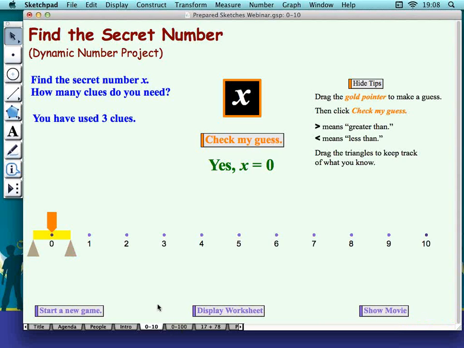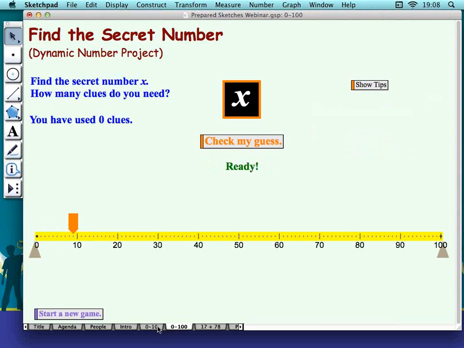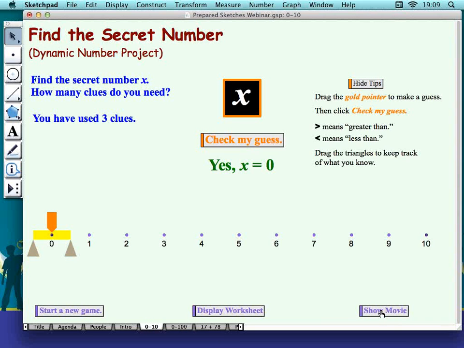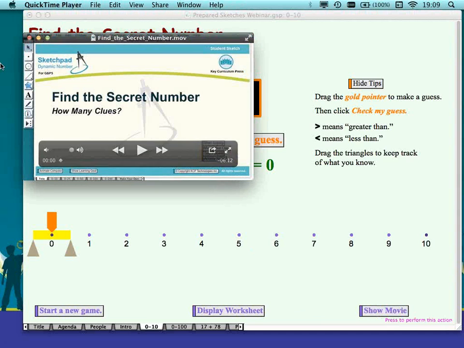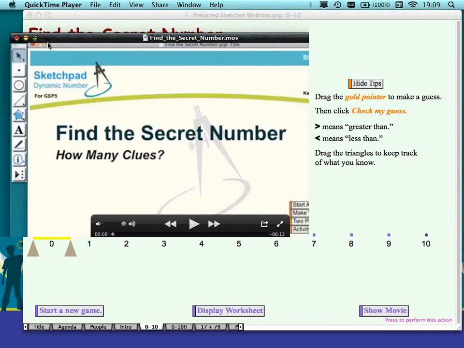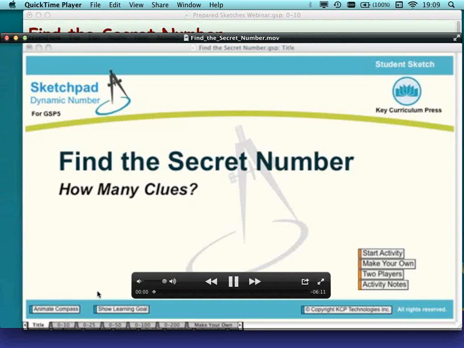So this activity comes with a number of different levels to it. 0 to 10 is where we start. As kids get better, and as their strategies develop, they can go up to 0 to 100, 0 to 200, and so forth. There are a number of different pages with different levels where strategies become more and more important as the number of possibilities increases. I also just want to show you the first maybe 15 seconds of the movie to give you a sense of the sort of support that the movies provide as well.